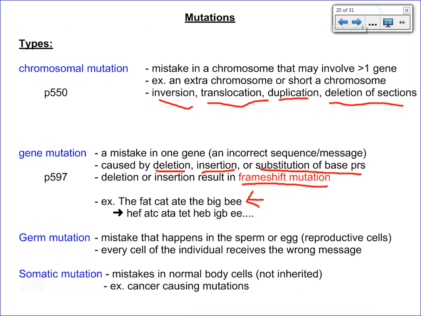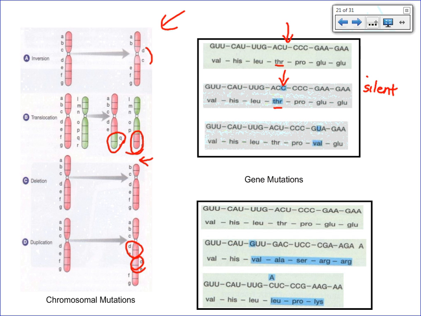Okay, so the silent one wasn't listed on there, but it is another kind of gene mutation. It just doesn't really have any effect on the protein or its job. It is a type of substitution that is considered silent because it doesn't affect the amino acid or the protein.